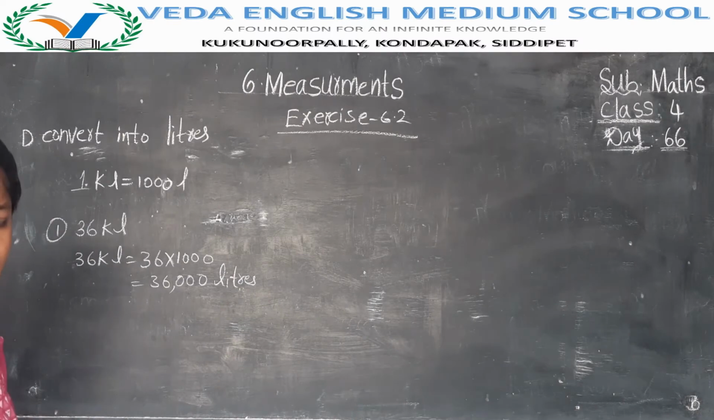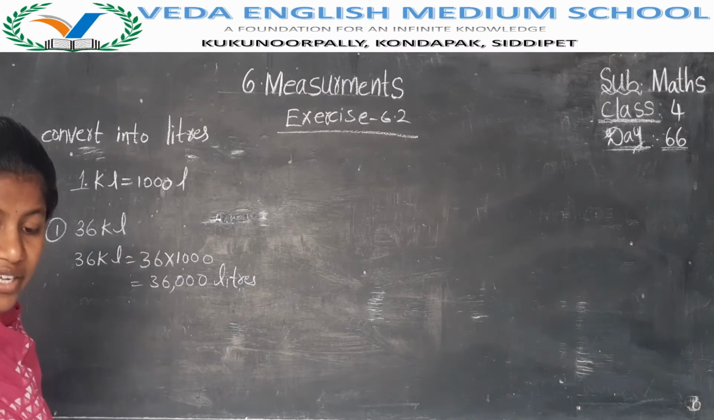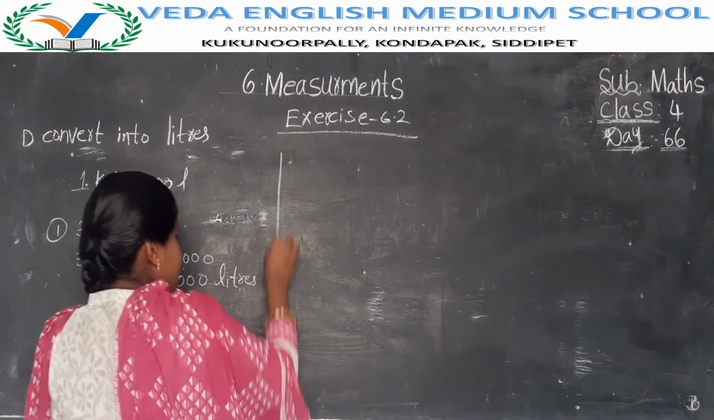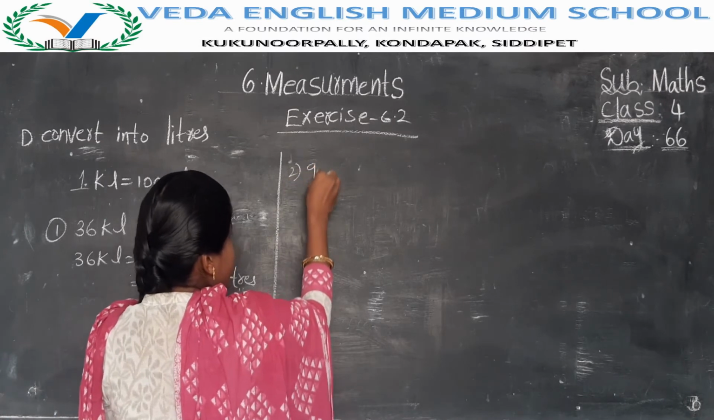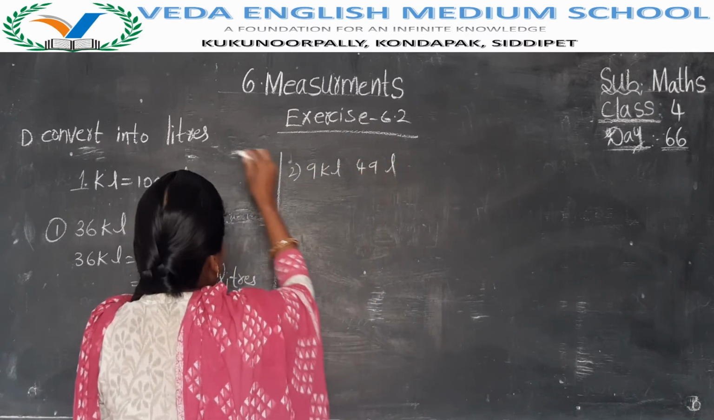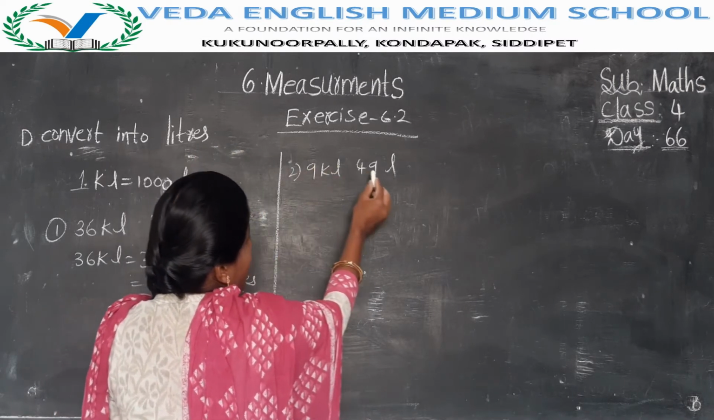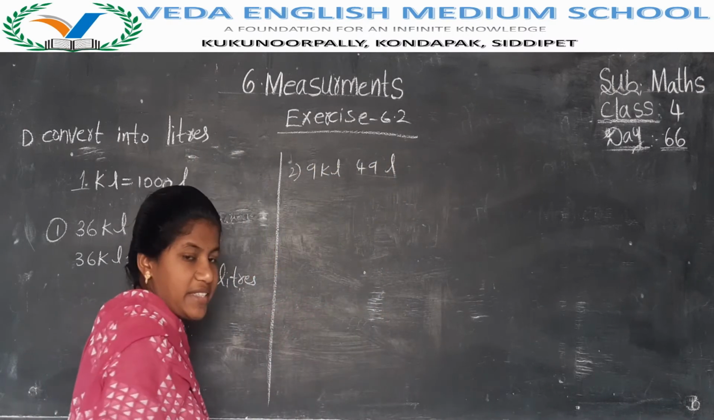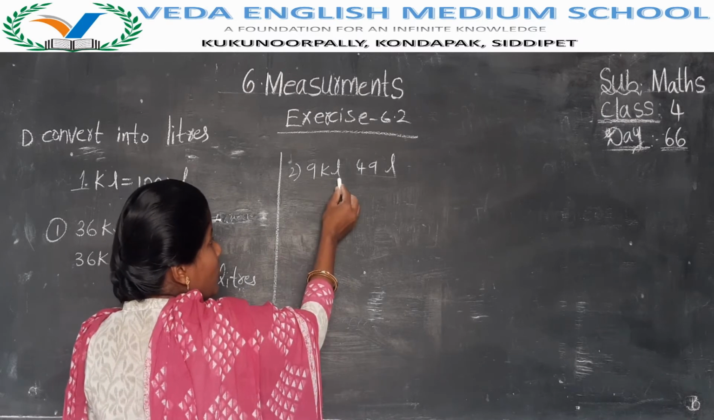Understand? Then the second question: 9 kiloliters, 49 liters. Now they are asked to convert into liters. So the term which is in liters we have to keep as it is. Just you have to convert these kiloliters into liters.